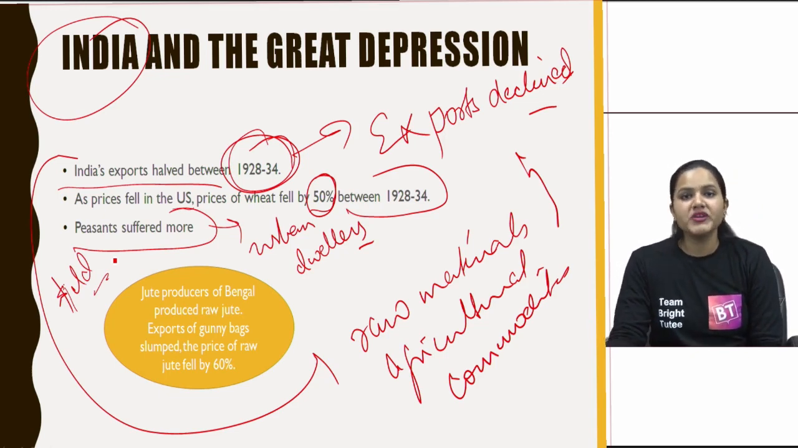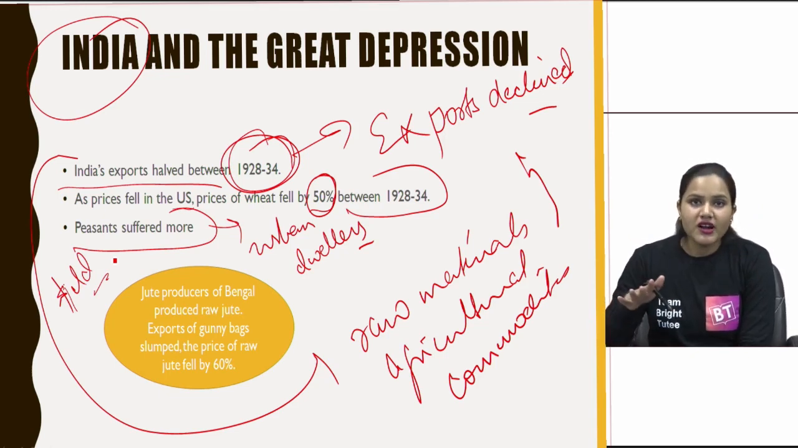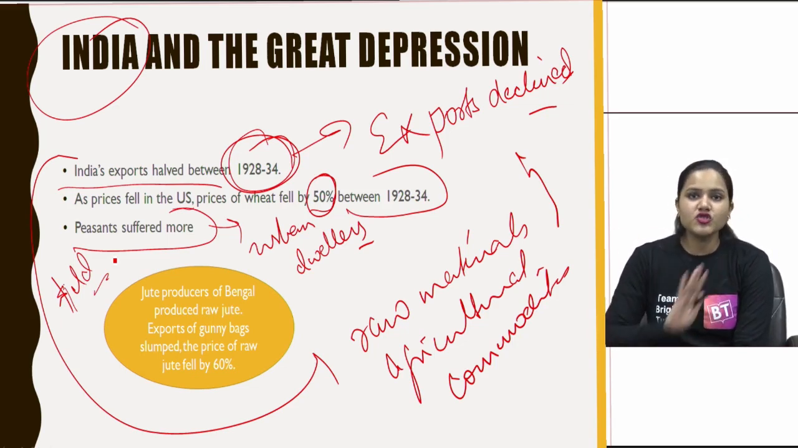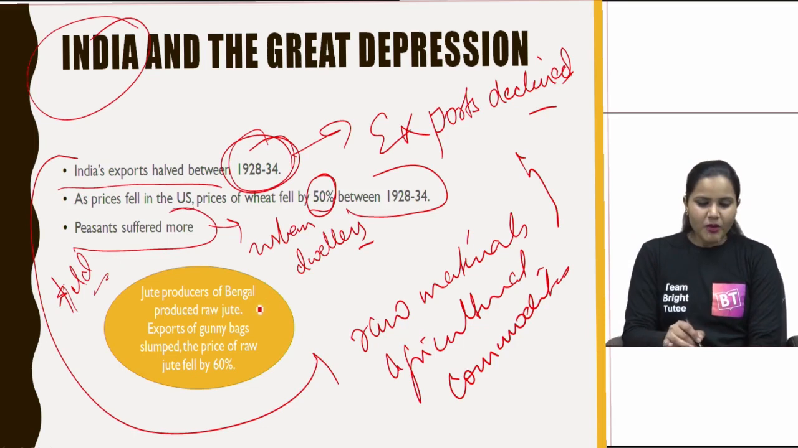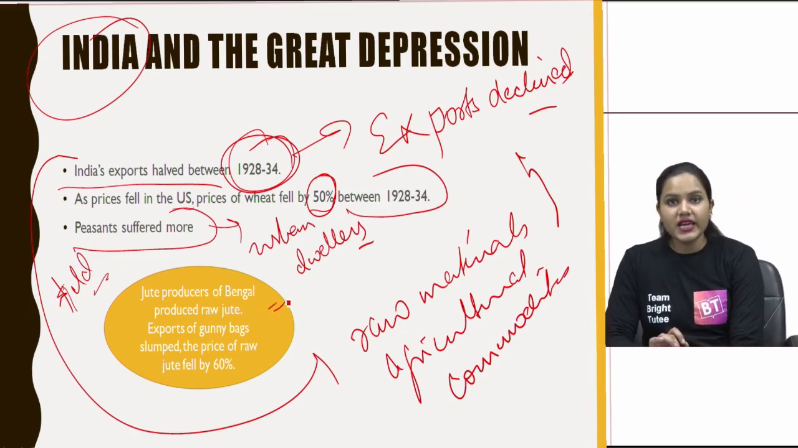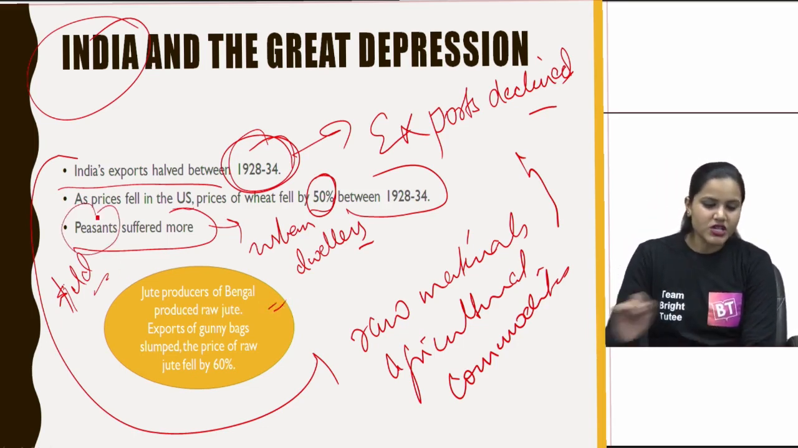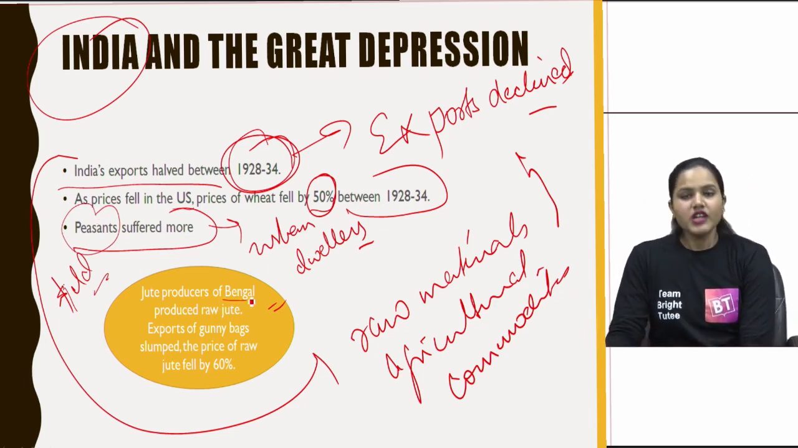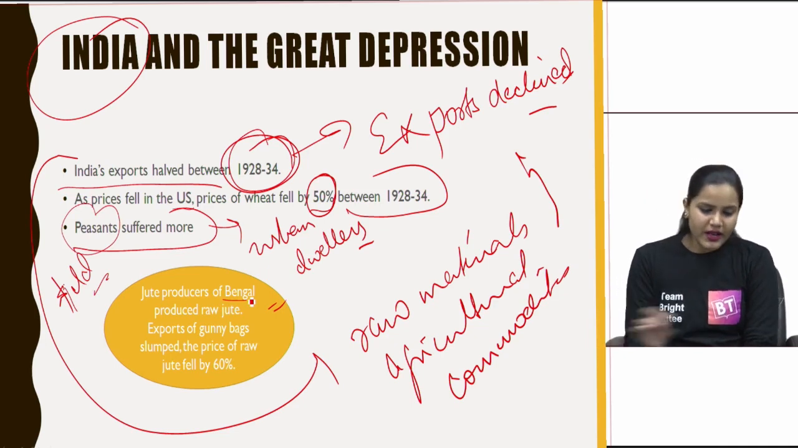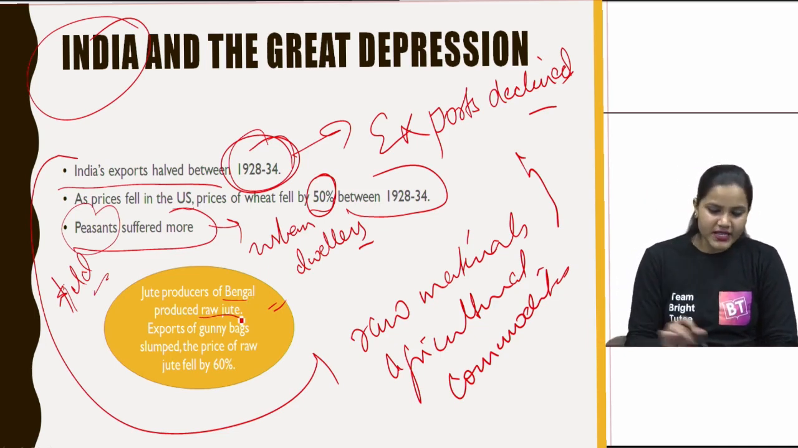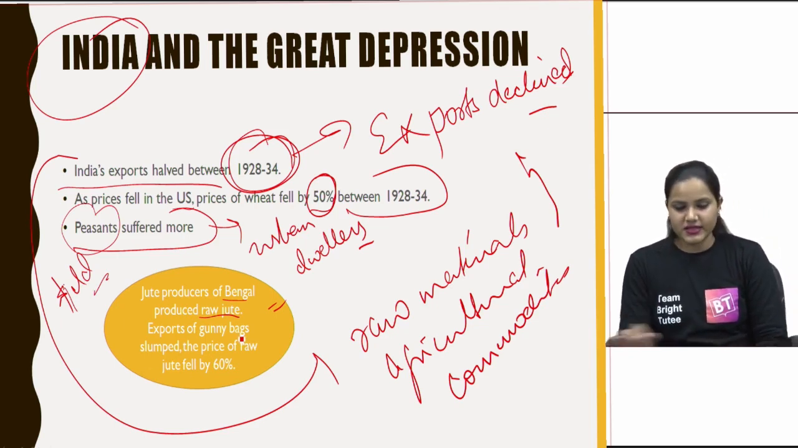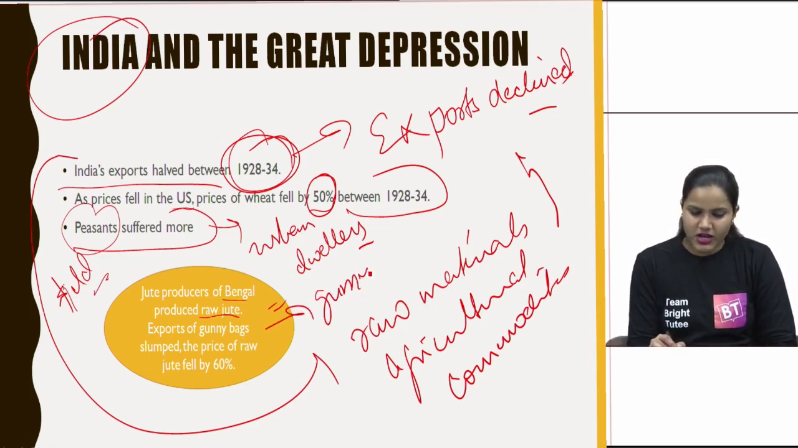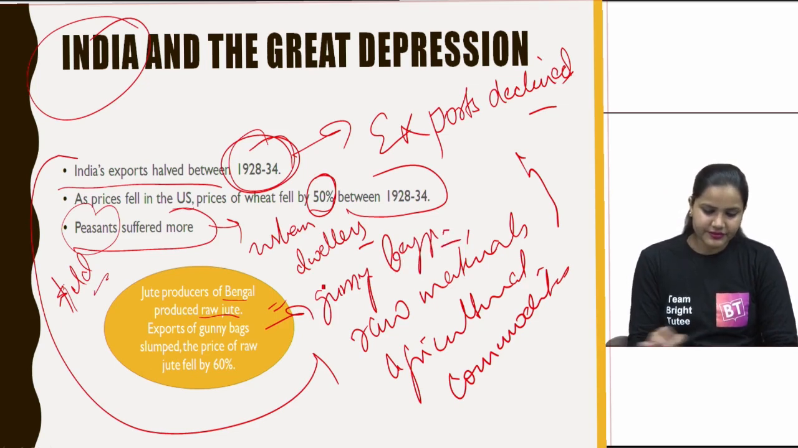Definitely no one is going to buy because there is poverty all around, right? People are unemployed, there is an acute shortage of food, and so many additional factors. Now, the best example that we can take while talking about the situation of peasants was the jute producers of Bengal. These jute producers of Bengal produced raw jute, and the raw jute was exported in gunny bags. Here we have to talk about gunny bags.